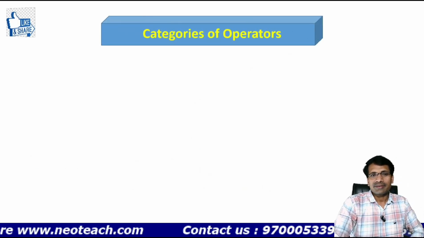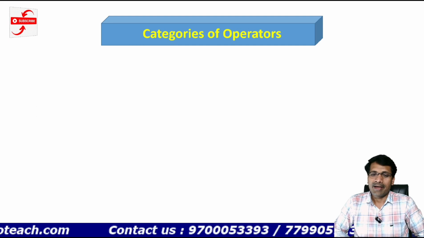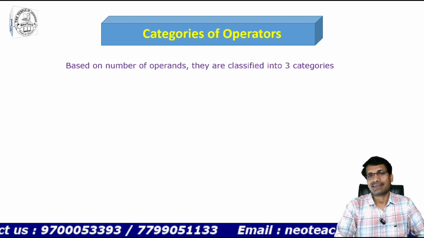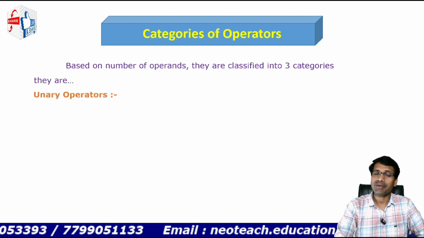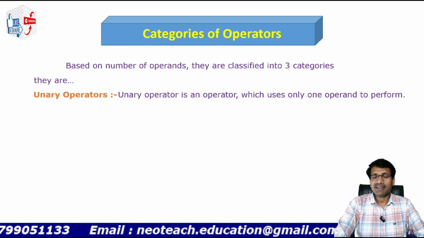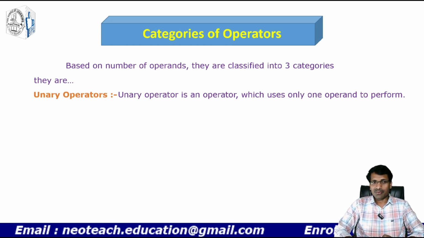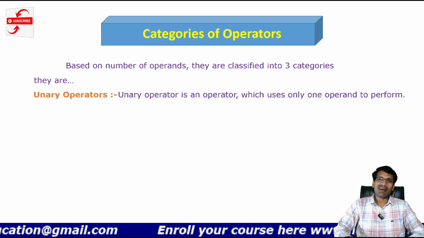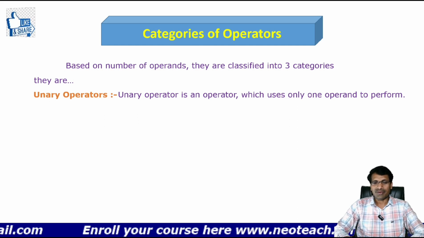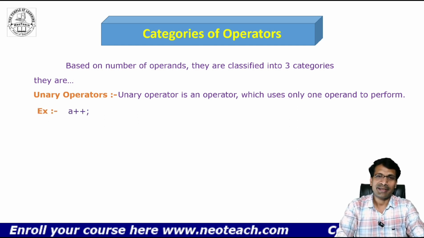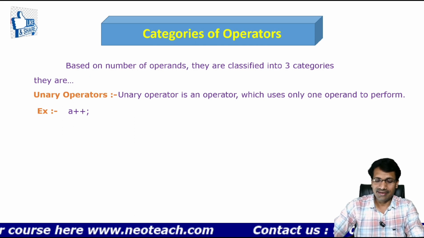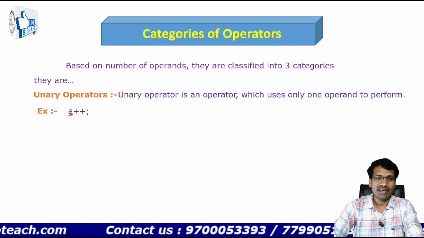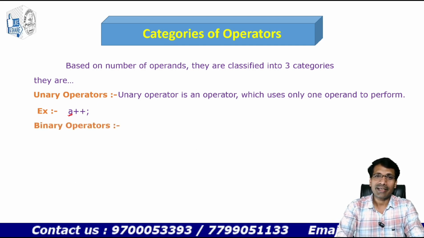When we talk about the categorization of operators, depending on the number of operands, they are classified into three categories. Number one, unary operators. Unary means one. Those operators that work using only a single operand are called unary operators. Example, incrementation of a. Here we are using only one operand, this is a.